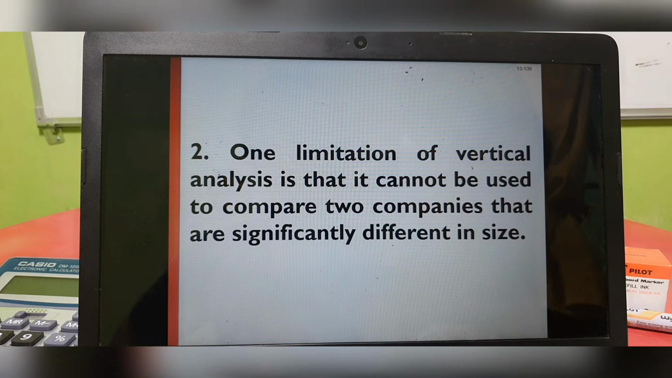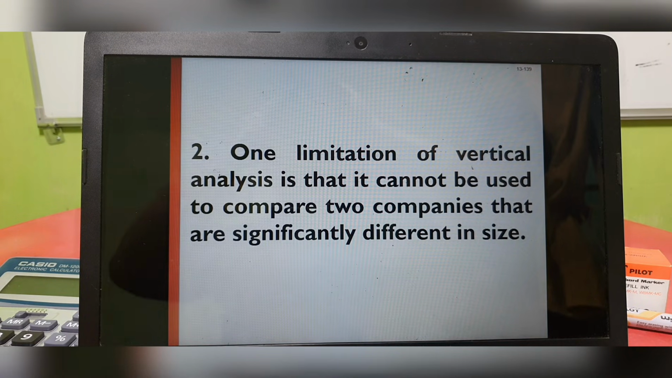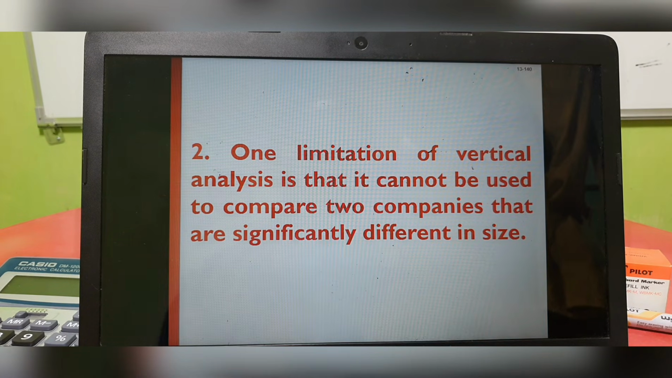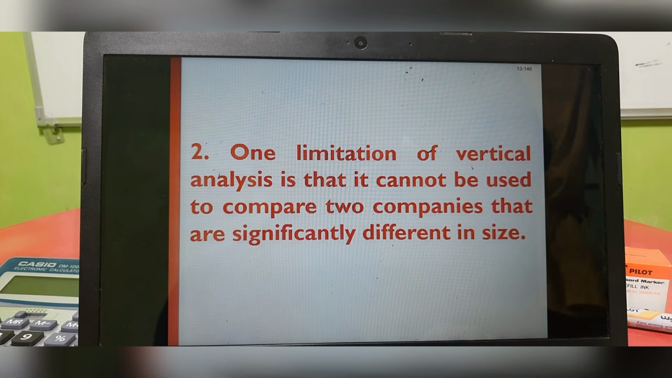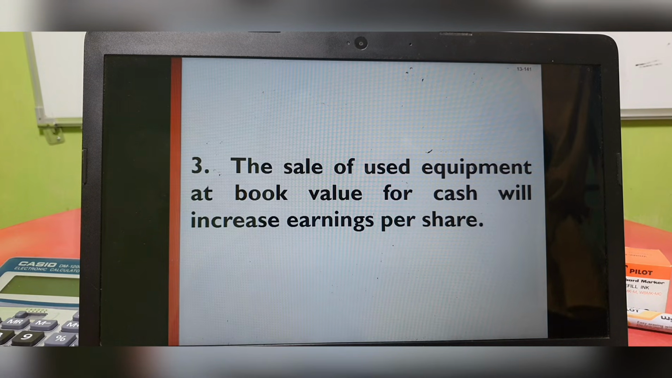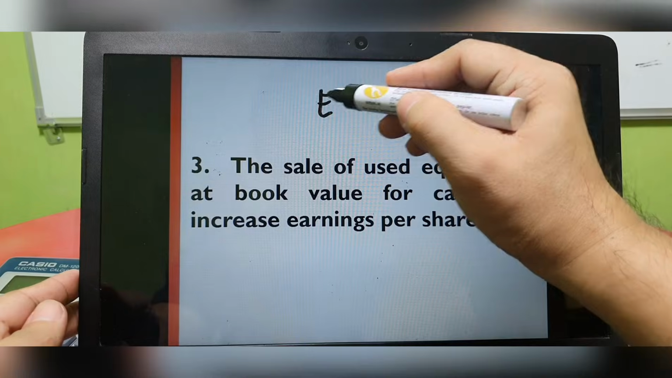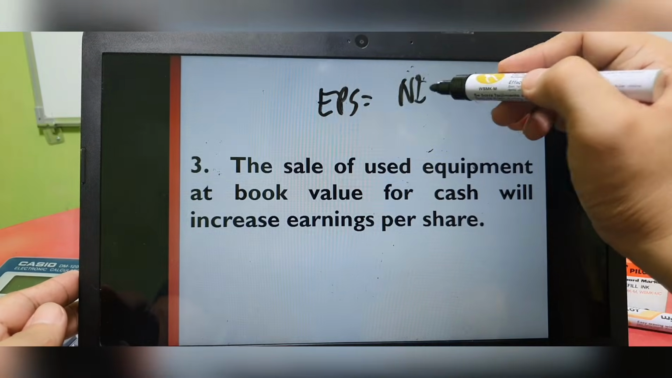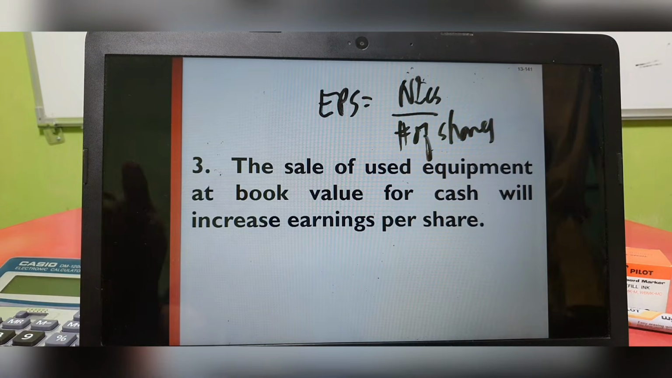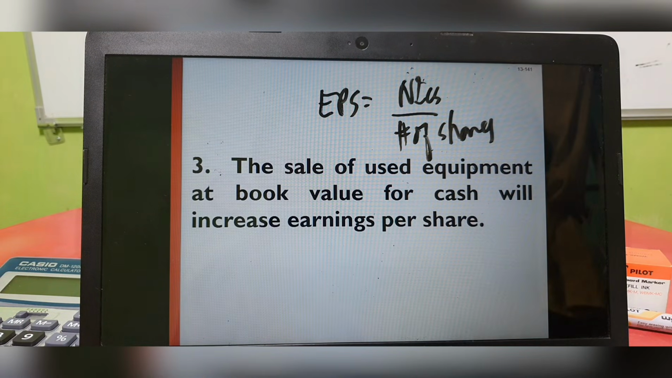Next, one limitation of vertical analysis is that it cannot be used to compare two companies that are significantly different in size. Nasabi ko na yata yung sagot. So the answer is false. Pwede po. Okay? Number 3. The sale of used equipment at book value for cash will increase earnings per share. Okay? Earnings per share ay net income over the number of shares. Check lang natin kung affected. Used equipment at book value binenta for cash.